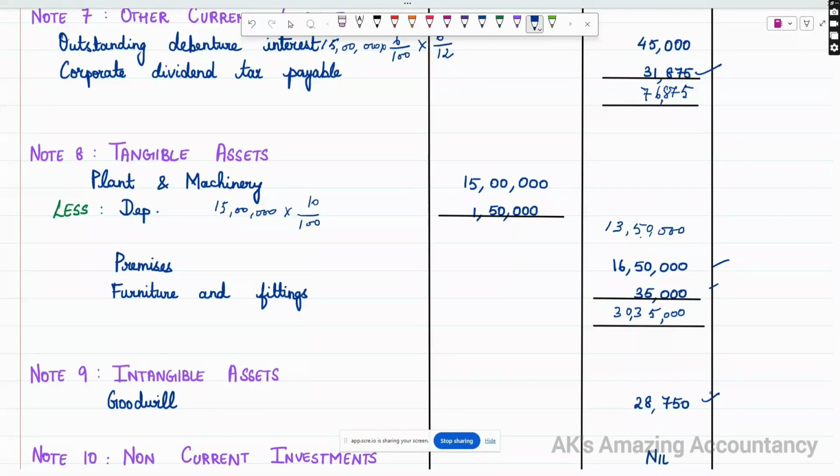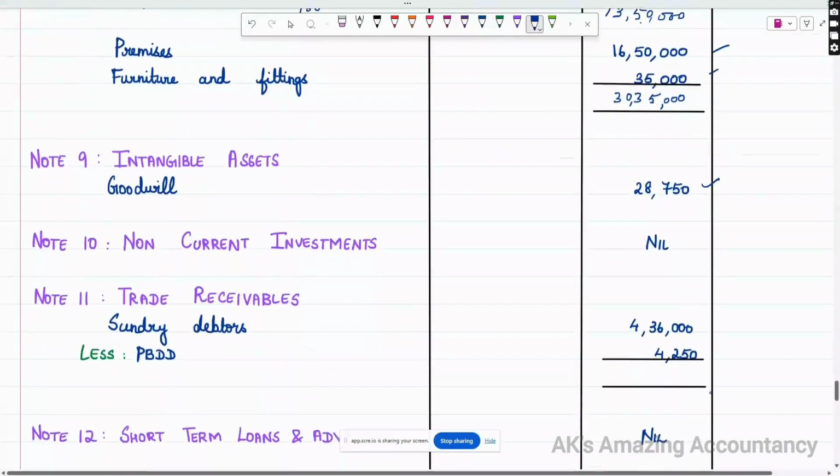Then Note 10 is for non-current investments. We don't have any non-current investments in this problem. Actually, the contents of the balance sheet, the various notes, which will come under which heading, all that I have very clearly explained in one of my videos, that is final accounts part 3. You can refer to that video, which will make you understand the format very clearly.